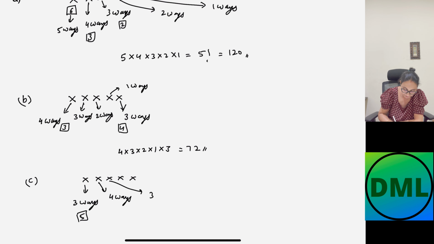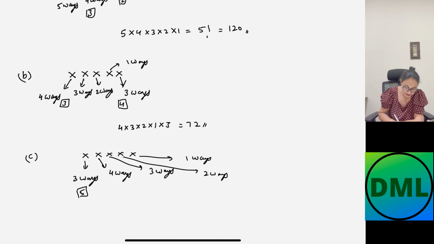This place can be filled with 3 ways. Next place can be filled with 2 ways. And the last place can be filled with 1 way. Let's write down the answer as multiplication. My answer will be 3 times 4 times 3 times 2 times 1. This will be the multiplication of all of them. If you multiply that, your answer will be equal to 72.